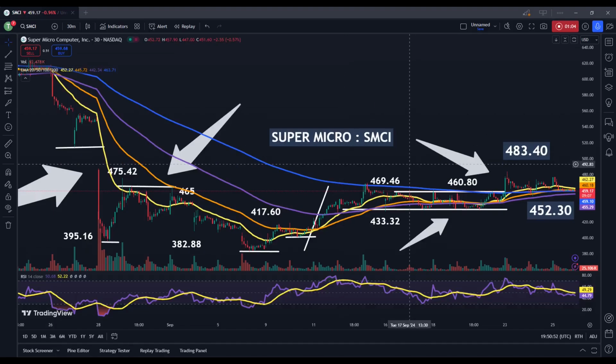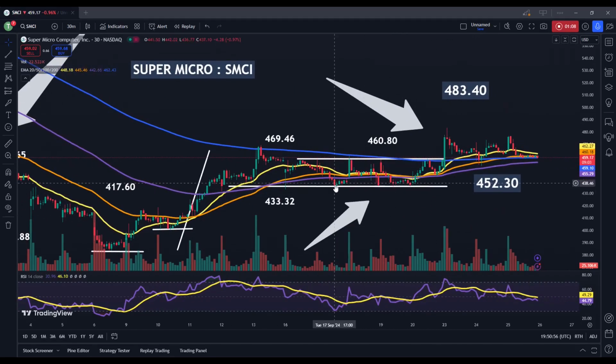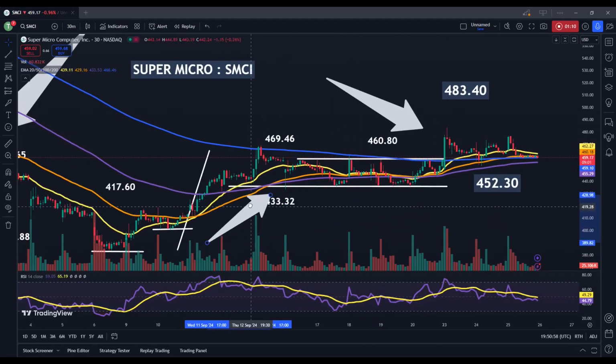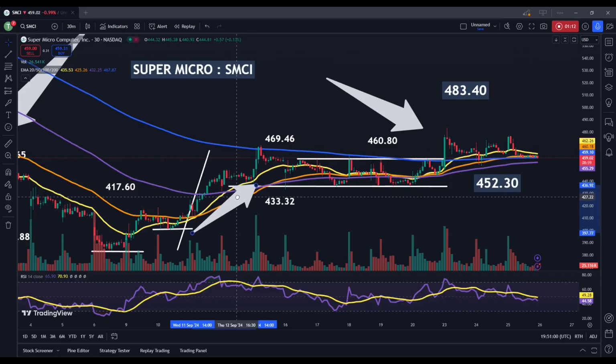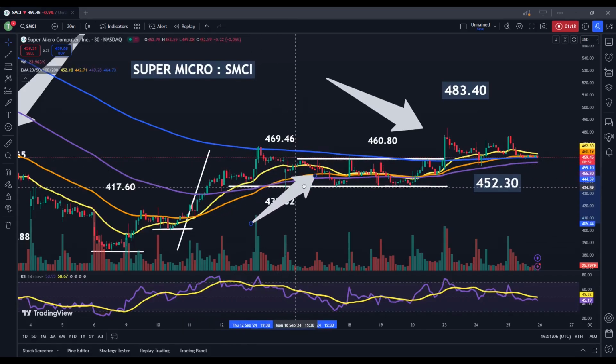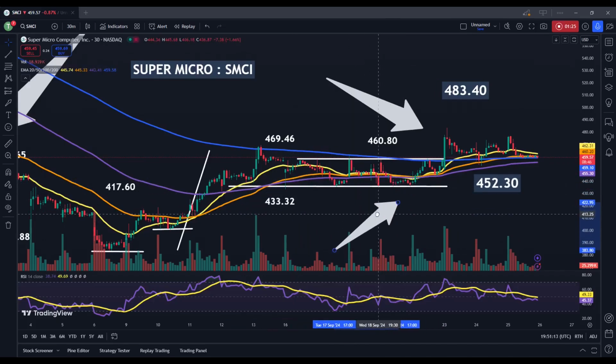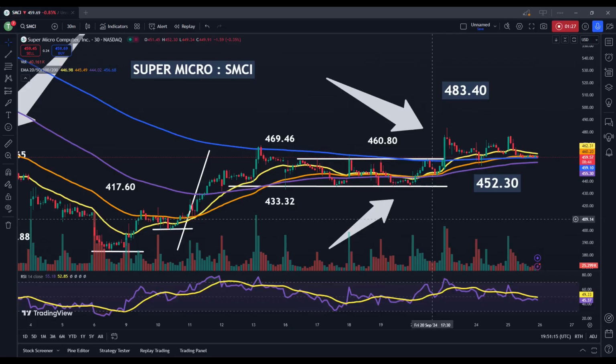Currently what we're dealing with is the formation of another sideways trading range. As we can see, this prior trading range developed between roughly 433 and 460. There were some prior price highs into 469, but the majority of this activity occurred between roughly 435 and 460. And that is a very tight trading range for a stock like Super Micro Computer.